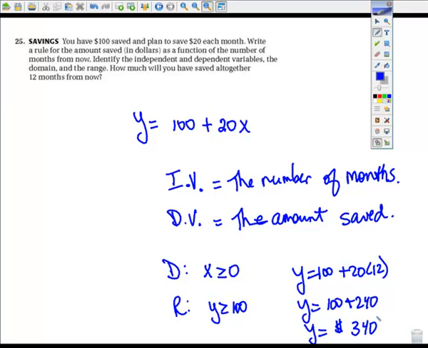$340. Come in with the notes ready to discuss them tomorrow, and we'll do a few more examples of what makes a function and what does not make a function.